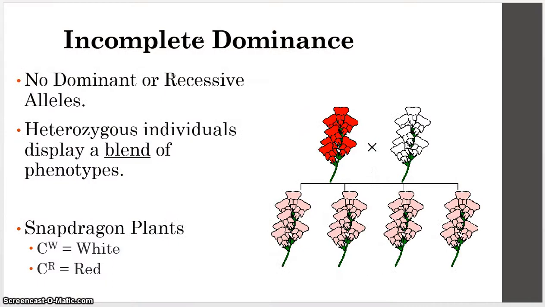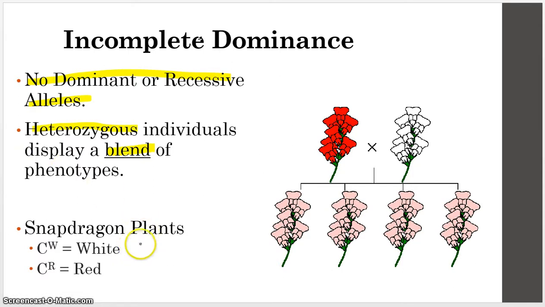And the first example is called incomplete dominance. And in incomplete dominance, there is really no dominant or recessive alleles at all. Instead, if you end up with a homozygous individual, obviously they're going to show one trait, but if you end up with a heterozygous individual, then they end up showing a blend of phenotypes. And so kind of the gold standard example of this is the snapdragon plant.